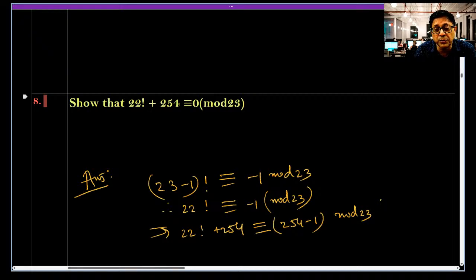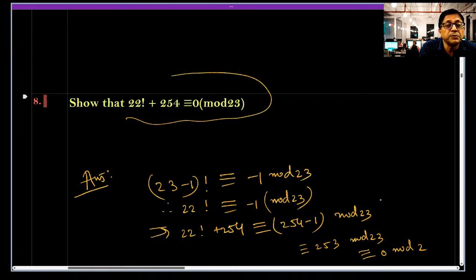We have added 254 on two sides. This is what? 253 mod 23. This is completely divisible, 0 mod 23. So this one is proved. So easy. Okay? Not all sums will be similar, but the basic approach of using Wilson's theorem is that only. Note what is there under mod, write the theorem based on that and then proceed.